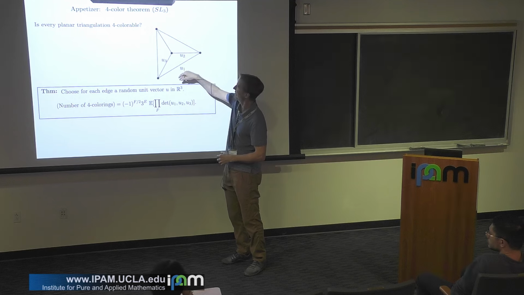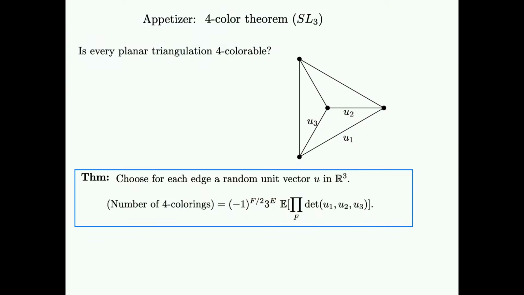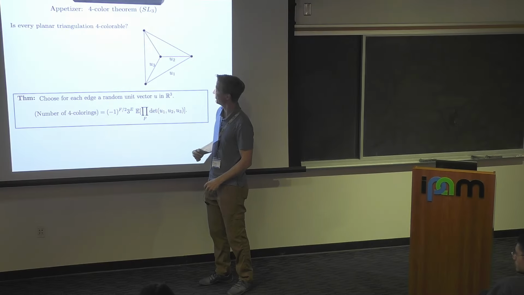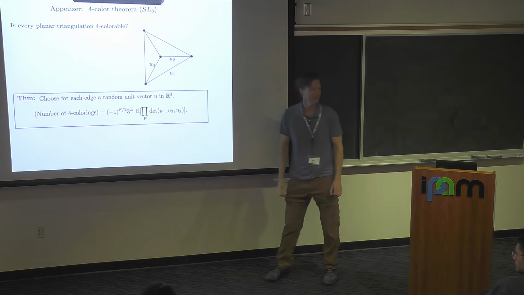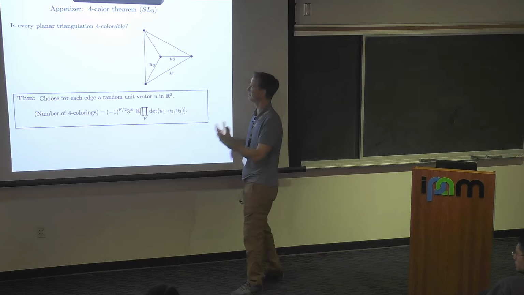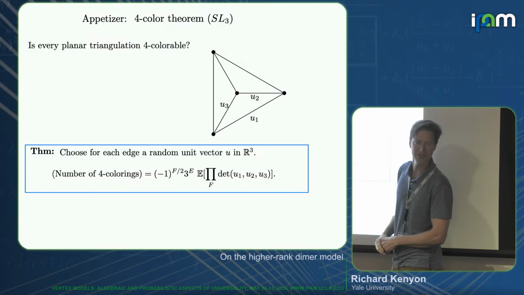For every edge in the graph, just take a random unit vector in R3. Okay? And then for every face, you have three unit vectors in cyclic order. You can take the determinant of the matrix formed by these three vectors. That's a number. Take the product over all the faces, take the expectation, and up to this constant, it is the number of four colorings of the graph. So if you want to prove the four-color theorem, you just have to prove that this random variable has non-zero expectation.